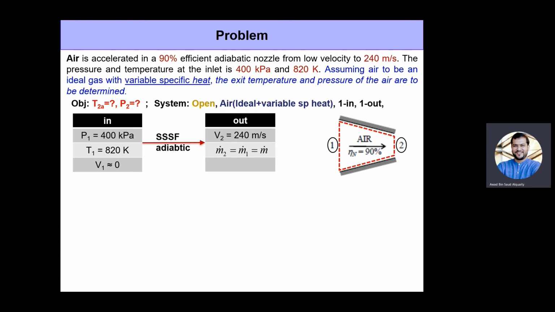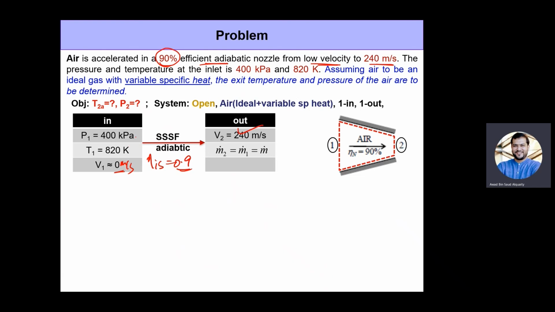So the question says that the air is being accelerated in a 90% efficient adiabatic nozzle. So the isentropic efficiency is already given. It's 90% or 0.9, and it's going from a low velocity to 240 meter per second. Okay, so it's going from some low velocity, we don't know what that is, to 240 meter per second. So V2 is 240 meter per second. Okay. V1, if it's not provided, you can easily take it as 0 meter per second, right? You can just neglect it.